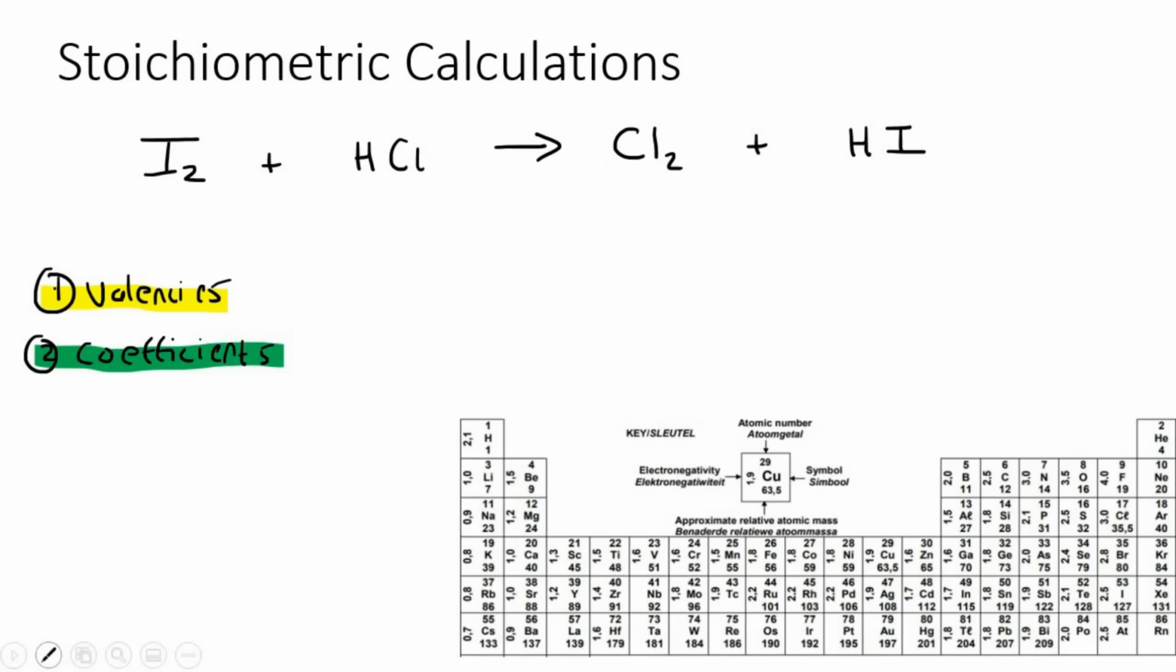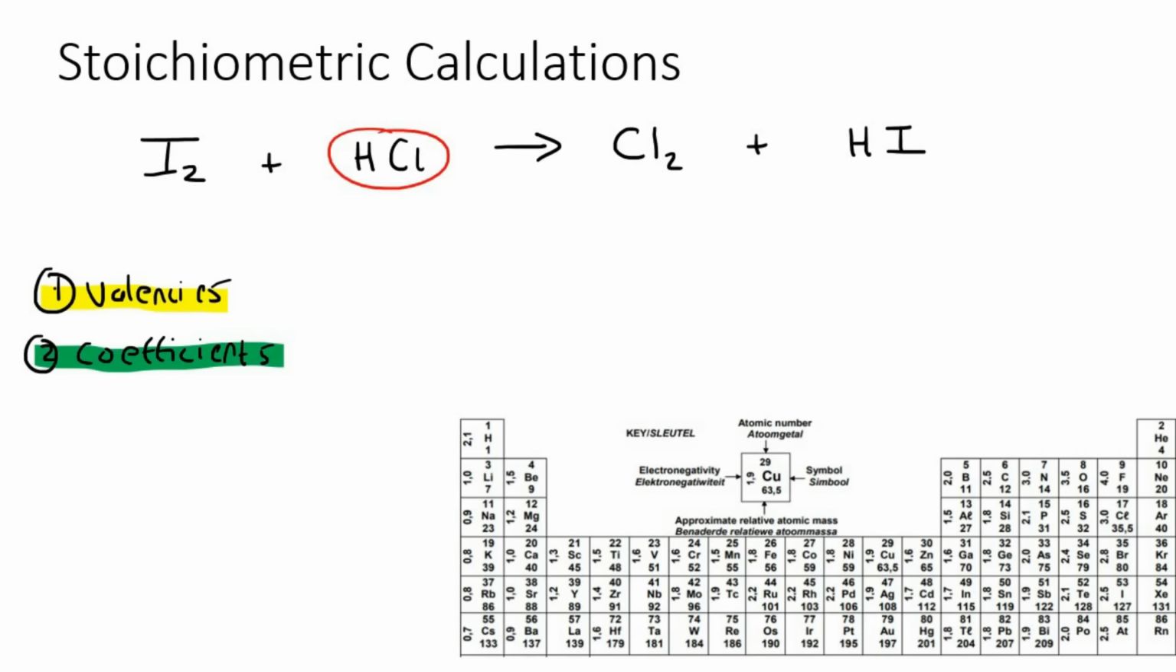So to balance the valency numbers, we need to know the valencies from our periodic table. And if there was anything like NO3, SO4, those are polyatomic ions, and those you would have to know the valency by just memorizing from previous chapters, okay? So, don't worry about anything that's by itself. We don't need to look at that.